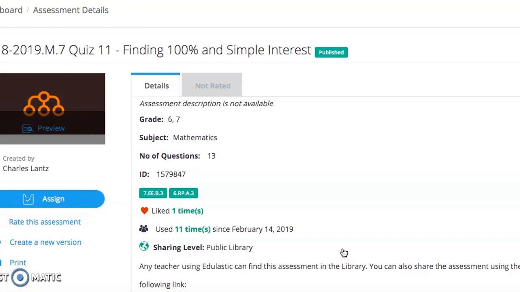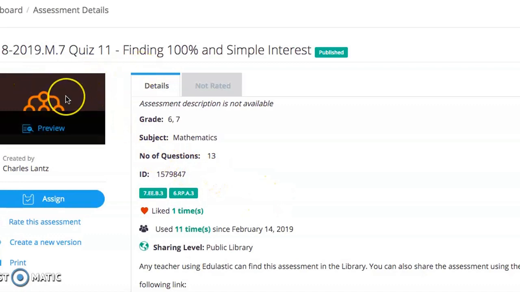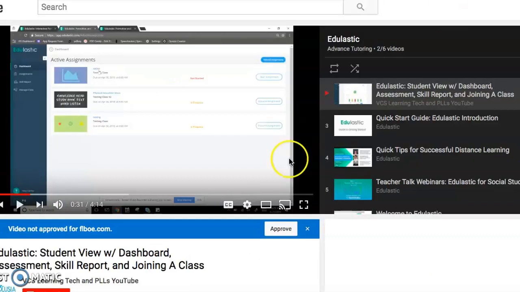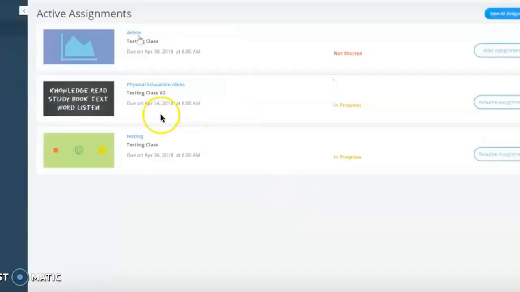From here, you're going to see that you will have active assessments. This is the teacher dashboard. I'm going to show you what a student dashboard will look like. It will say active assignments, and right up here you'll see your assignment. What you're going to do is click Start Assignment.